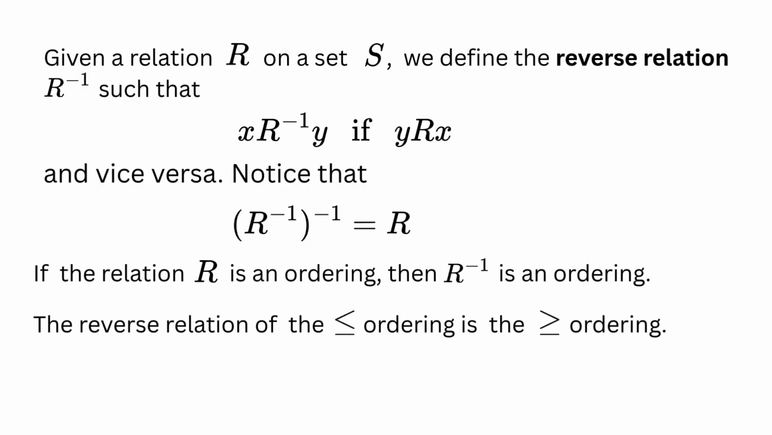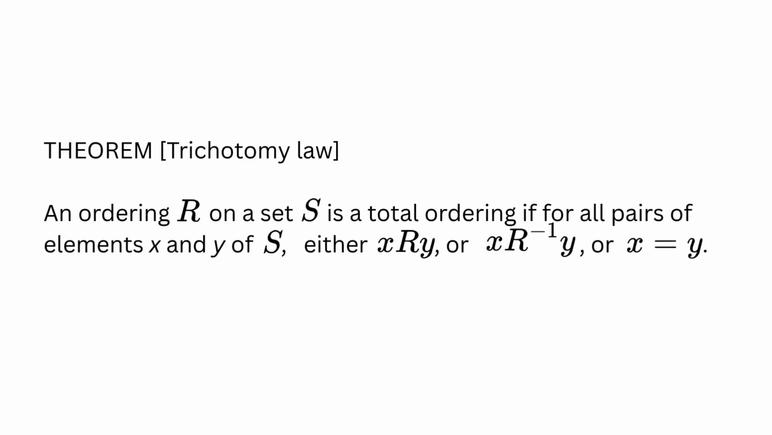The following statement, known as the trichotomy law, is true for a total ordering. An ordering on a set S is a total ordering if for all pairs of elements x and y of S, either x relates to y, or x reverse relates to y, or x equals y.